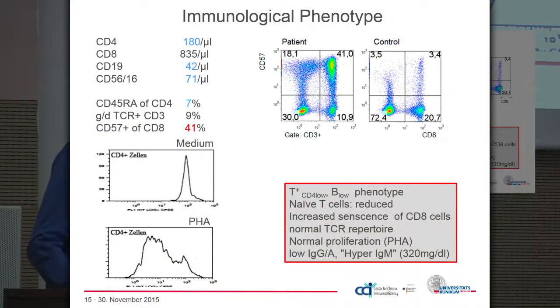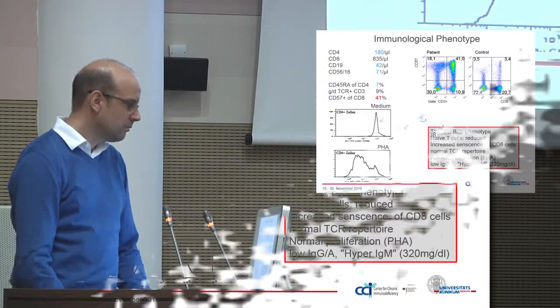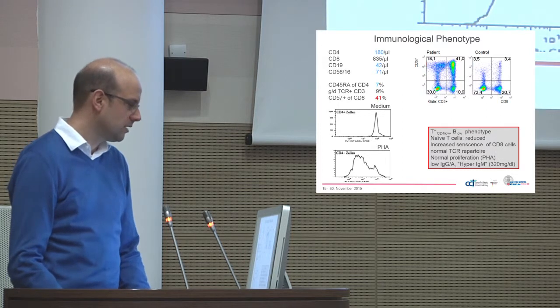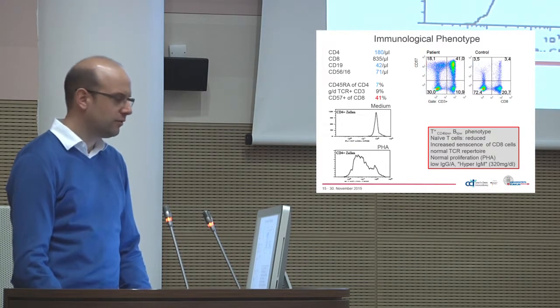So we again looked at the immunological profile of this child. He had reduced CD4 cells, not tremendously, but for age significantly reduced. CD8s were normal. B cells were lowish, as well as NK cells, present but reduced. Again, significant reduction of naive T cells.